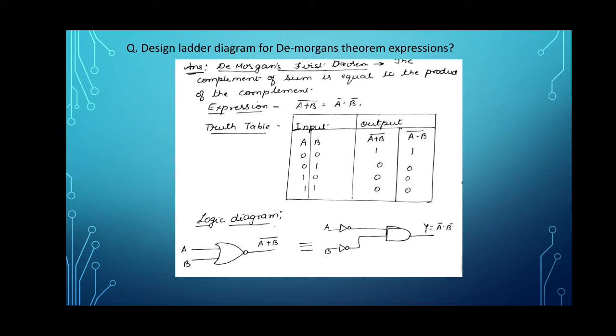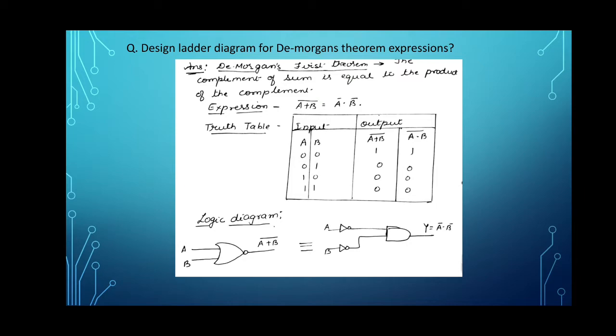Next question, design ladder diagram for De Morgan's theorem expression. So, we can implement ladder diagram to express the De Morgan's theorem. So, we have written the statement of De Morgan's theorem. De Morgan's first theorem is that the complement of sum is equal to the product of the complements.